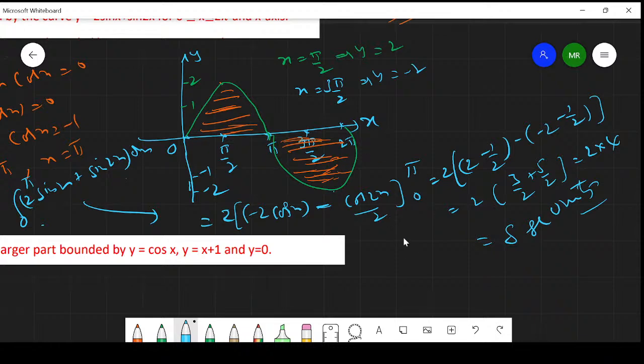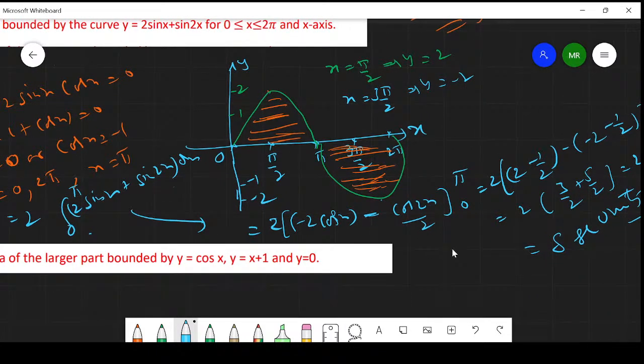The required area is equal to 2 into. Why have I taken 2 into? The length 0 to pi and pi to 2 pi is the same. Here maximum 2, here maximum 2. Because the height is 2 units, that is the 2 into I have written. Your answer is 8 square units. Otherwise you split 0 to pi, pi to 2 pi. You can do like the previous problem, you can solve this.